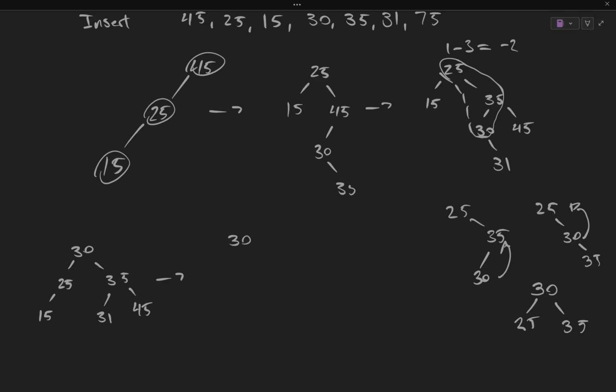And next, let's attach the last leaf, or last value, 75. Looks like we don't have to perform any rotations because our whole subtree, or entire tree, is balanced. And that's how you insert and do rotations on AVL trees.